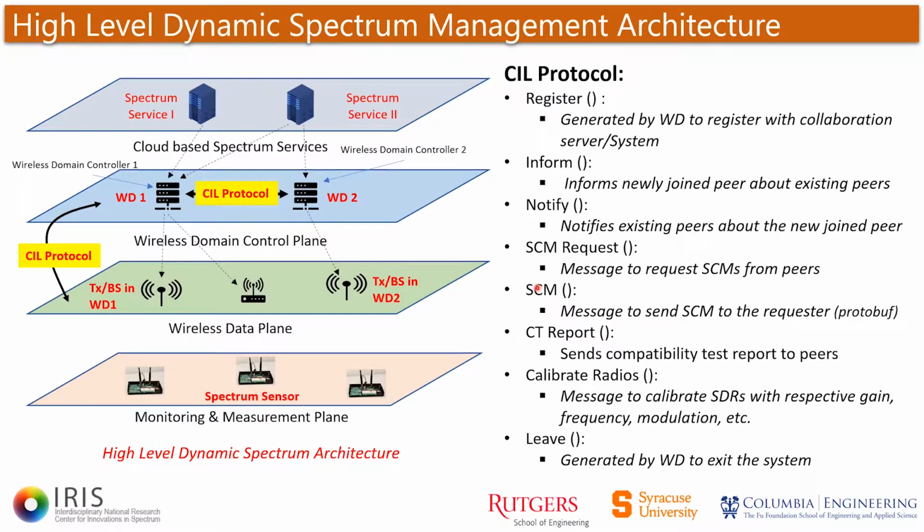Upon receipt of an SCM message, a network will run compatibility tests to determine whether it can coexist with another network in the same bands. It will then set its radio parameters accordingly and send its compatibility test report to the other network. Calibrate radios messages contain measurements used by networks to calibrate their SDRs with specific parameters. When a network finishes its intended communication, it will send the leave message to the collaboration server.